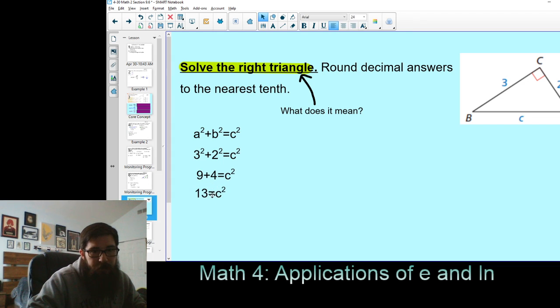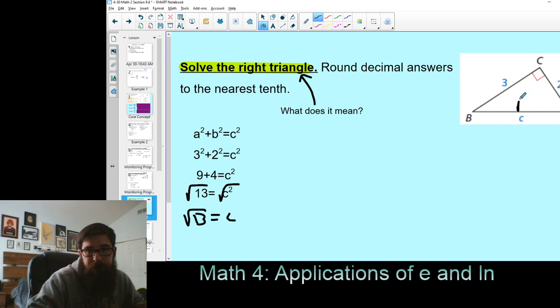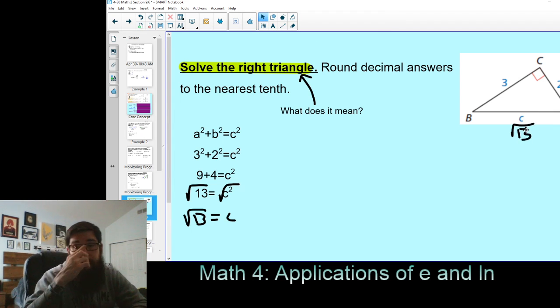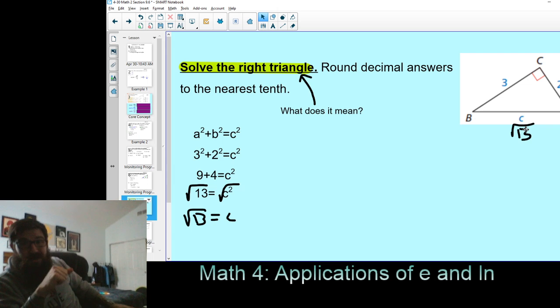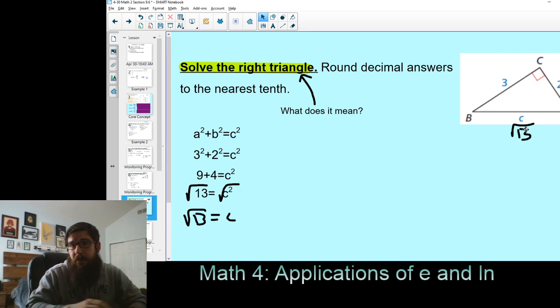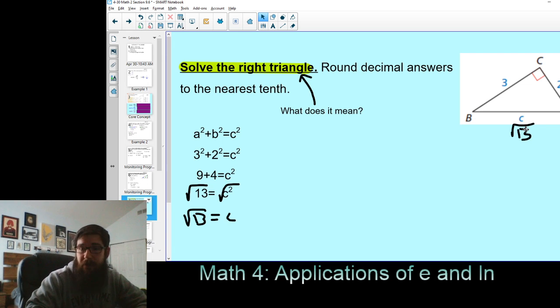What am I going to do to get c by itself? I'm going to take the square root of both sides. So I'm going to get the square root of 13 is c. Great. I'll move that guy down a little bit. So now I have all 3 sides. I have one angle, which is 90. Let's find both other angles. Okay, this is now where the trig is going to come in. In this case, Pythagorean was able to help me get my 3rd side. If you have 2 sides, you can always do Pythagorean to find the 3rd one.